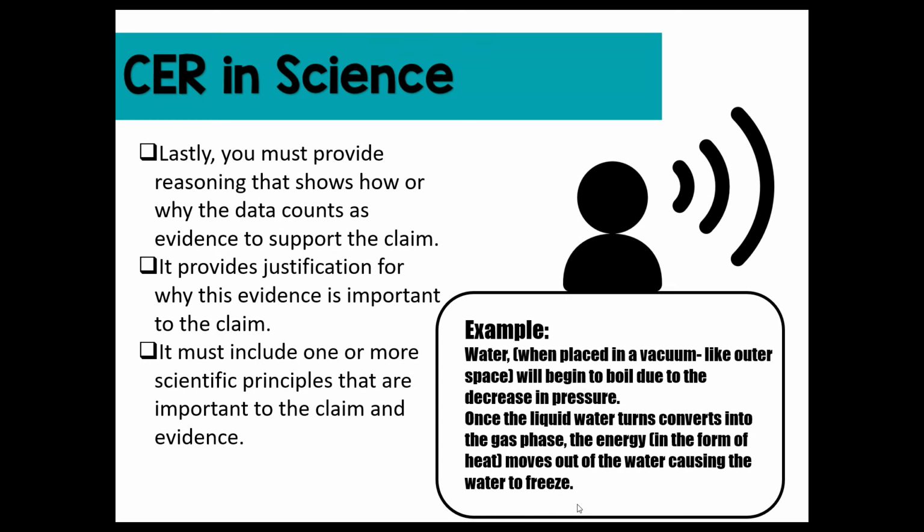If you look at my example, I would say for my reasoning: water, when placed in a vacuum like outer space, will begin to boil due to the decrease in pressure. Once the liquid water turns into the gas phase, the energy in the form of heat moves out of the water, causing the water to freeze. That is coming from the scientist in the video. So I simply took what somebody else has already found and put it in as my reasoning.